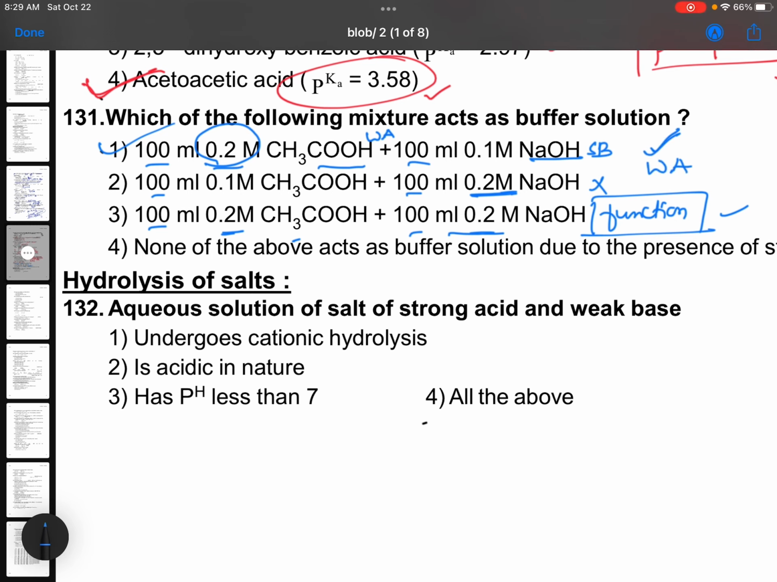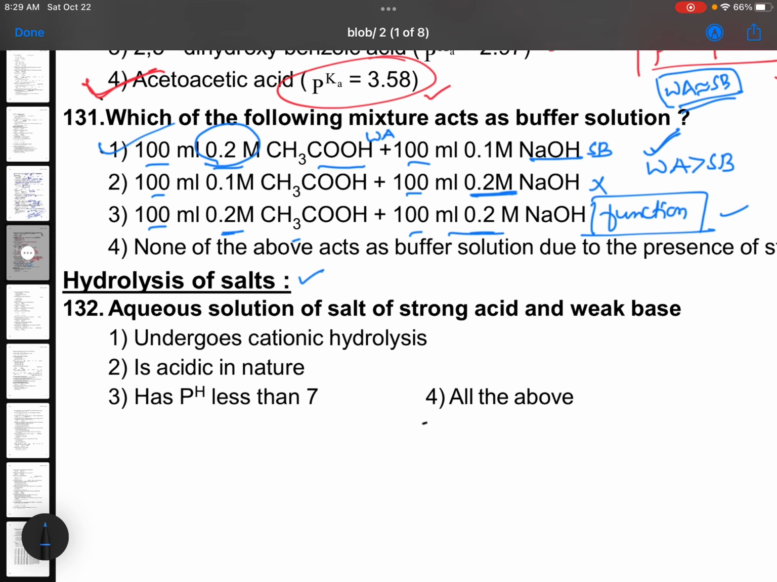Weak acid must be greater than strong base. When weak acid is almost equal to strong base, it is also a buffer, but the worst buffer you can say. It can be called a buffer, but it won't be of much use.